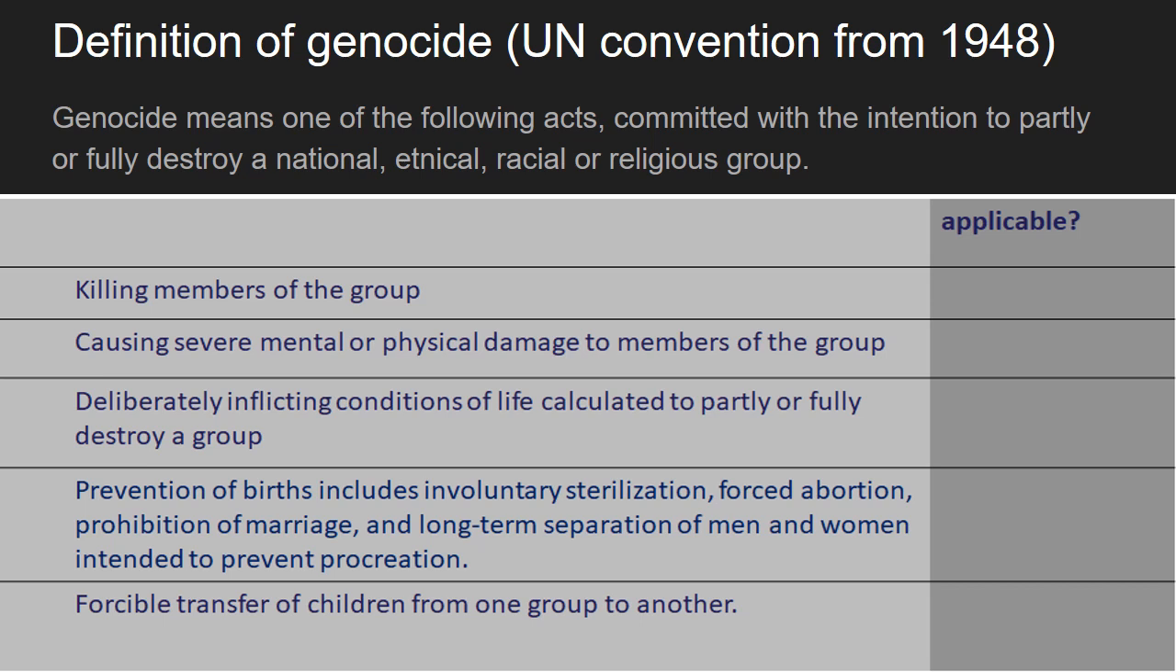Hello, you guys. Today we are going to be talking about a very serious topic. We're going to be talking about genocide in the 20th century. Some of the things we may talk about today are going to be pretty upsetting. It's a very heavy subject.